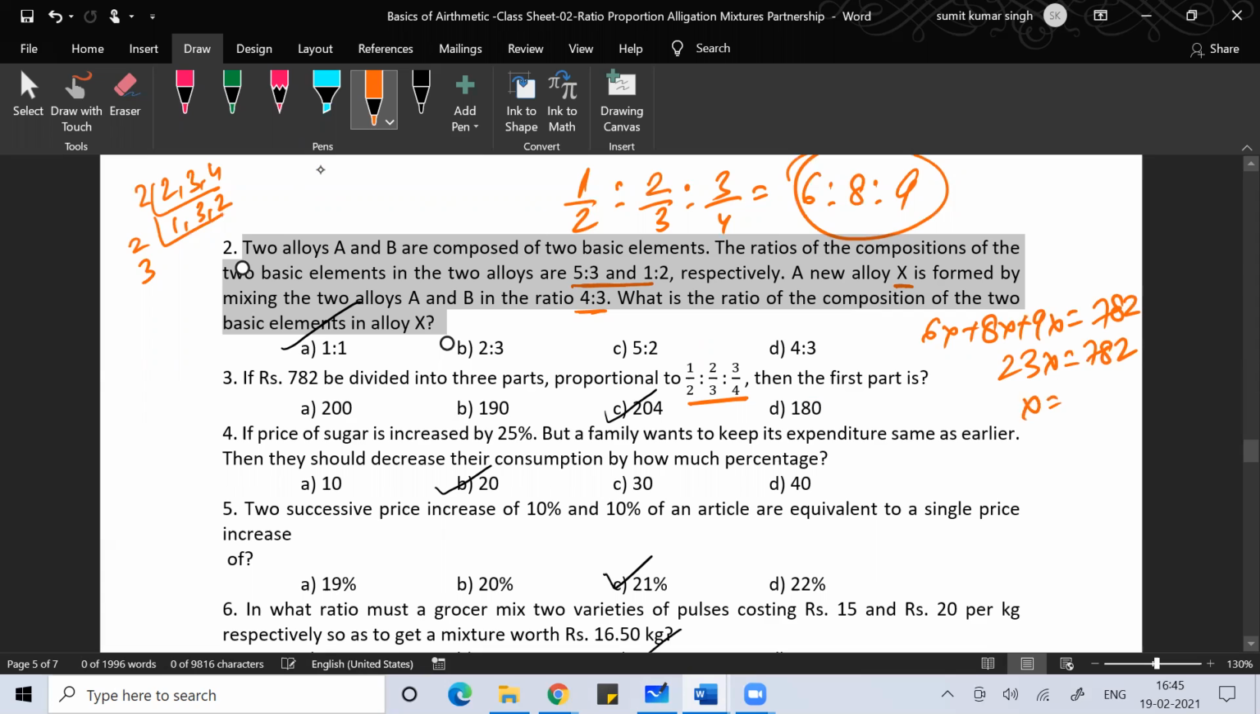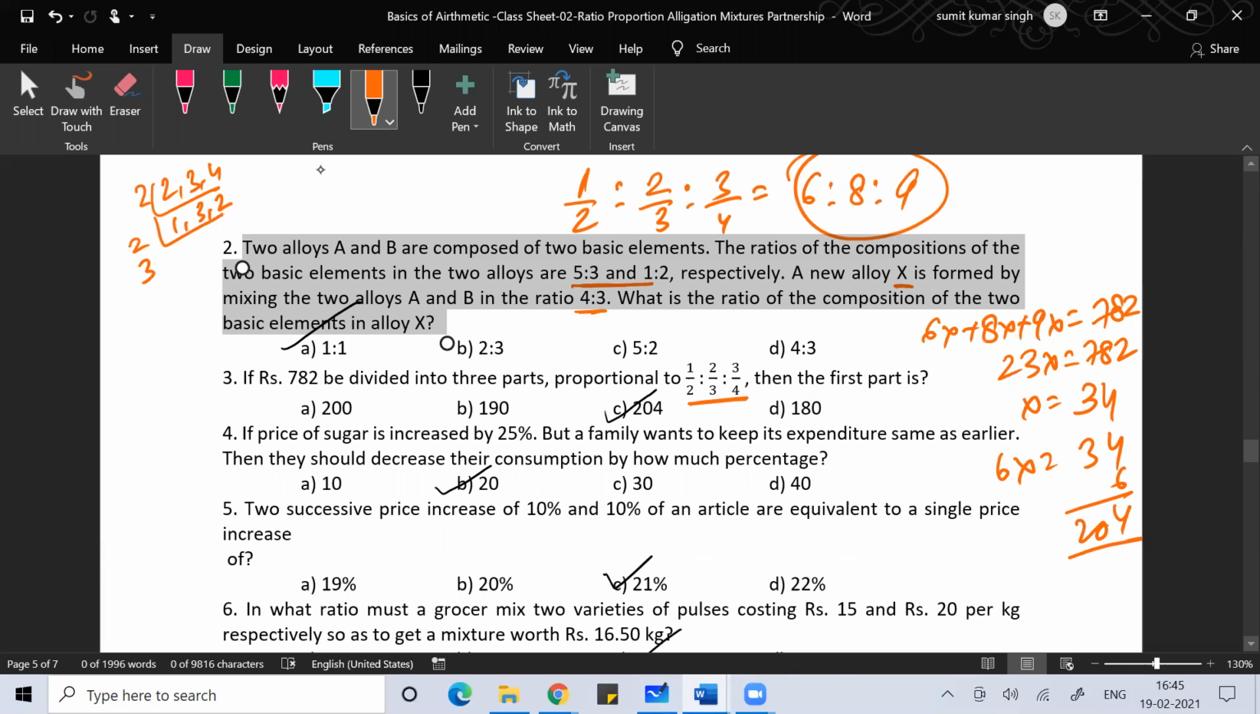So x is equal to 782 by 23. 3 23s are 69, 4 23s will be 92. So x will be equal to 34. So what is the first part? The first part is 6x, which means 34 6s, so this will be 204.